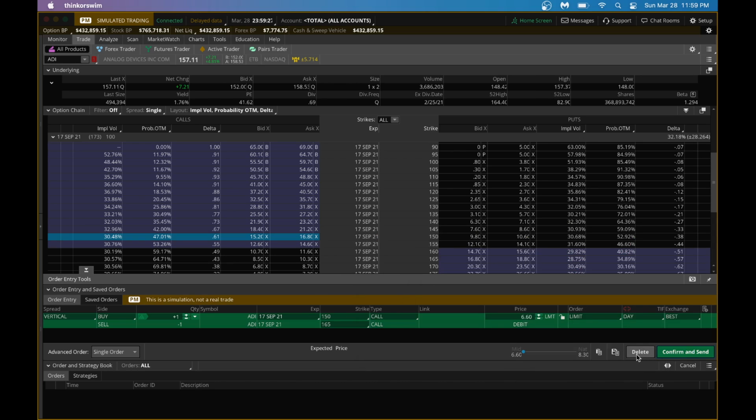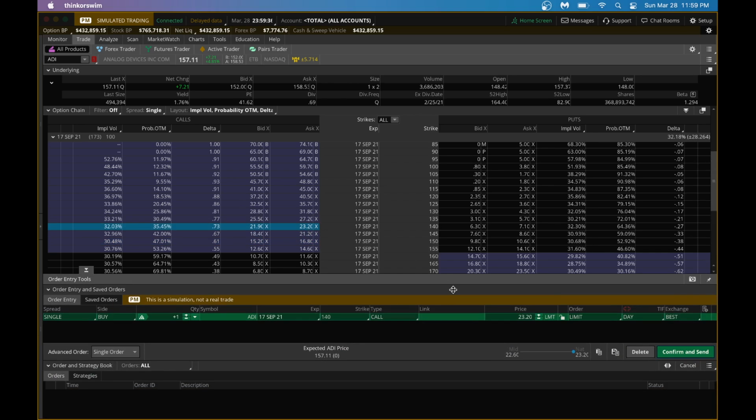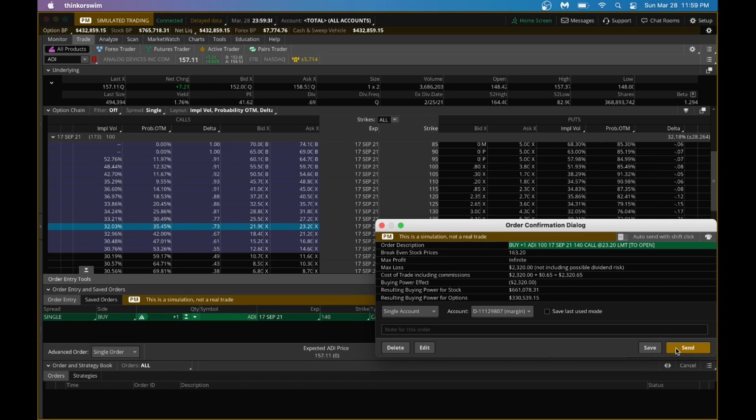The third one, of course, is you could do just a delta 70 call. So you have 77, 73. You could buy this. You have to pay $23. The only downside is it's a little bit pricey. But if the stock moves by $1, the option itself will move by 73 cents, which is a good deal. But if the stock falls off, you're losing a bigger amount of money, which is 2,320.